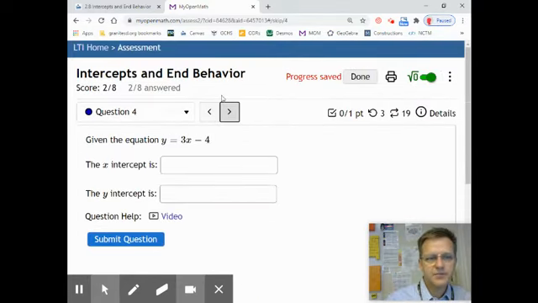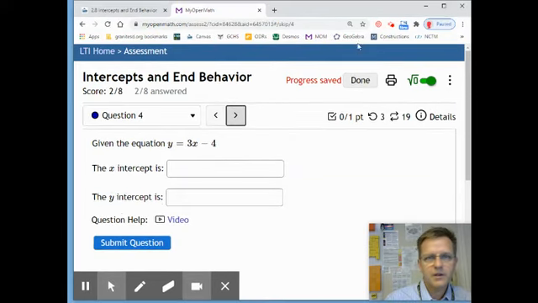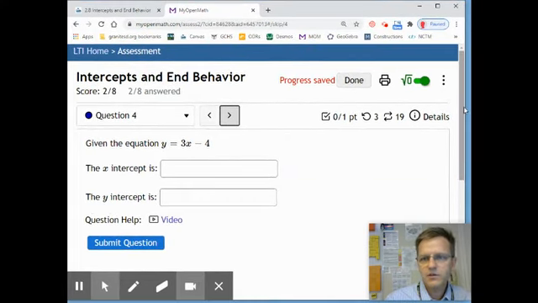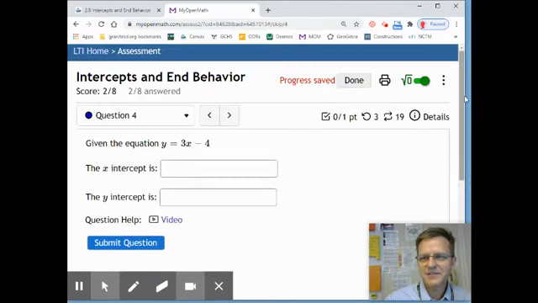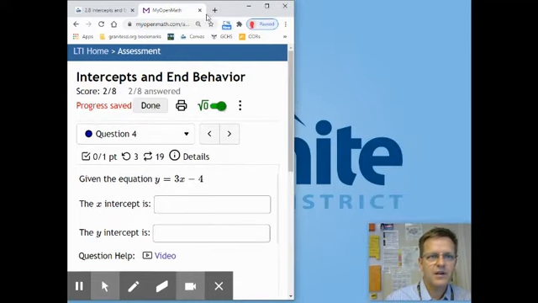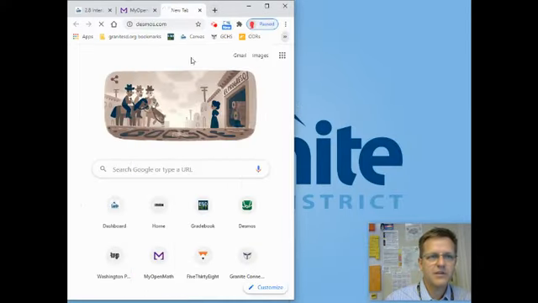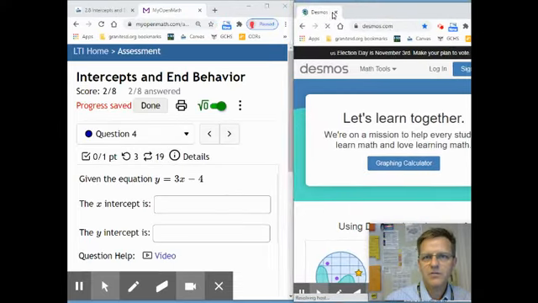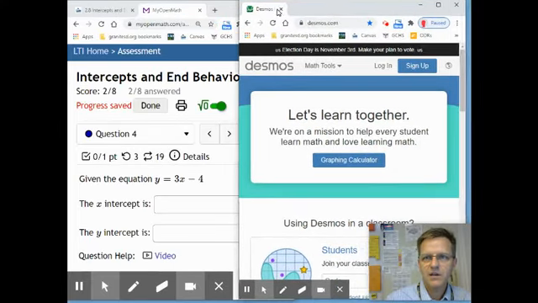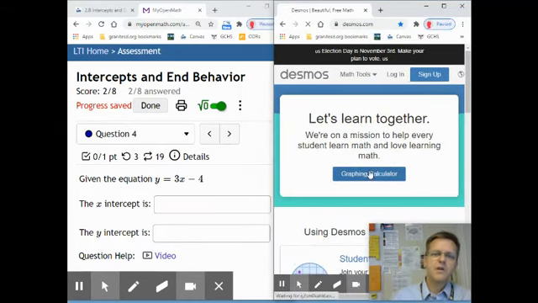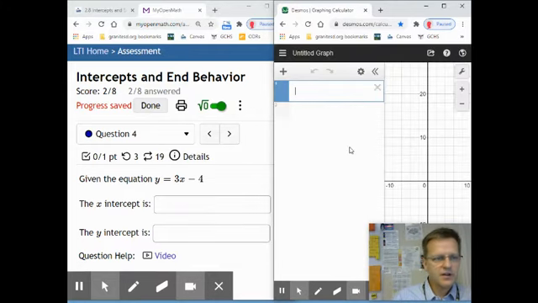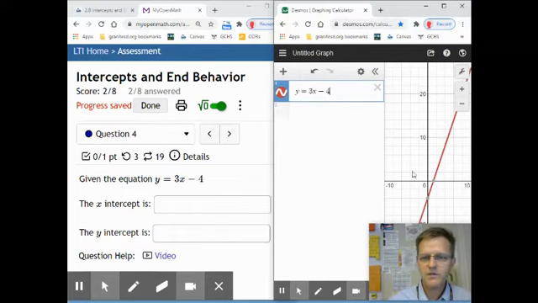Now, when you get one like this, what you might want to do is a little trick here. I'm going to move this screen over and bring up another tab with Desmos and put it right there. And there's a better way to do this, but this will work. Okay, so click graphing calculator. So desmos.com/calculator. And let's type it in. Y equals 3x minus 4.